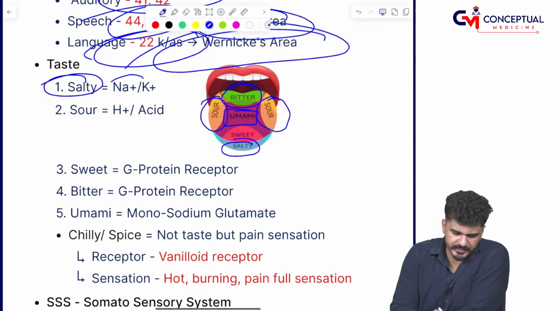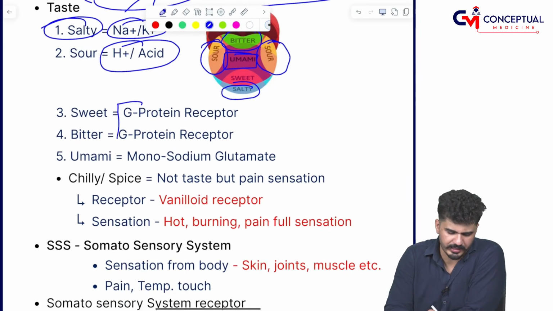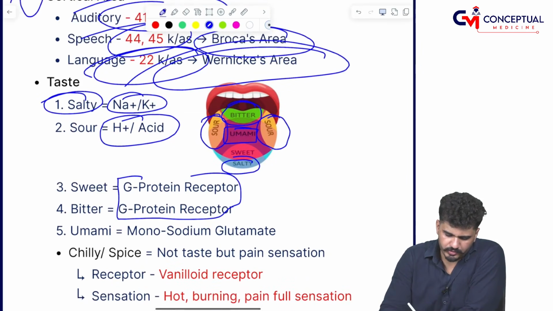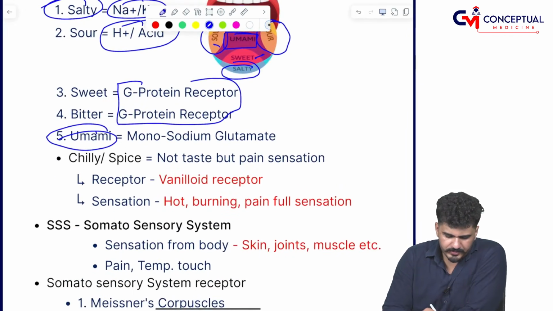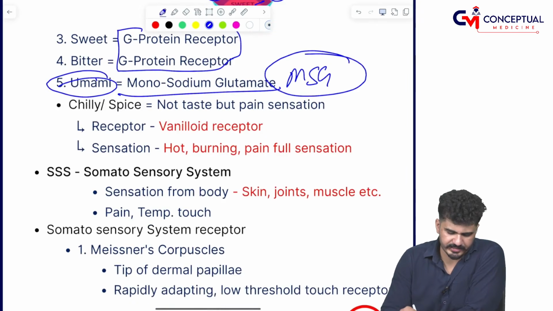So salt is sensed by sodium and potassium, sour is by hydrogen and acid, sweet is by G protein, and bitter is also by G protein. So sweet and bitter are by G protein, and umami, which is MSG, monosodium glutamate, the taste enhancer, is there.